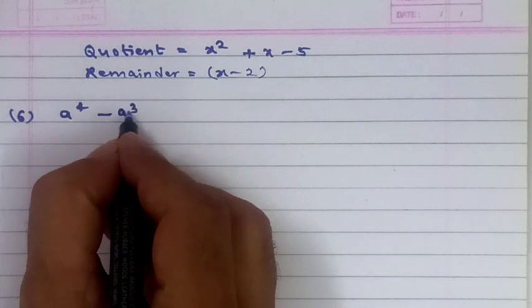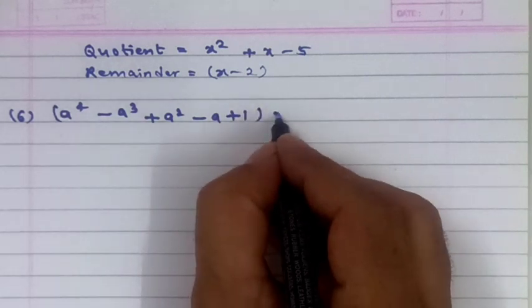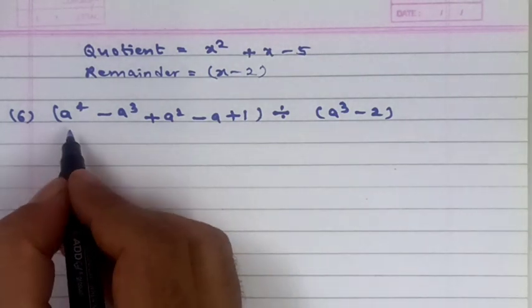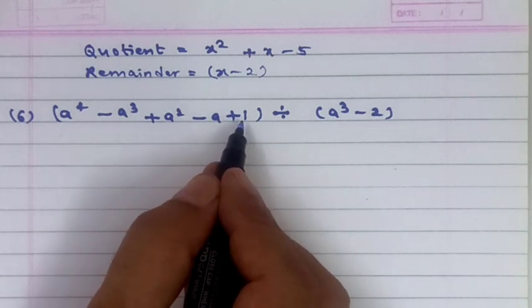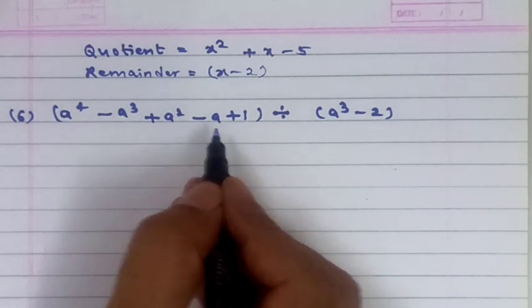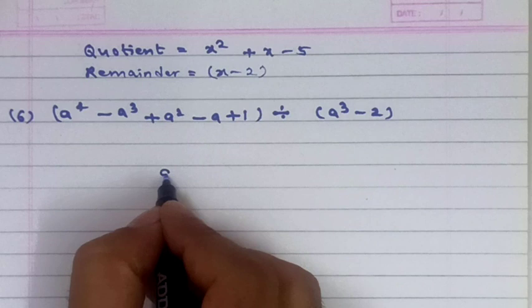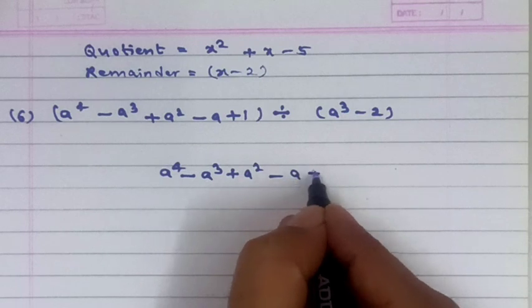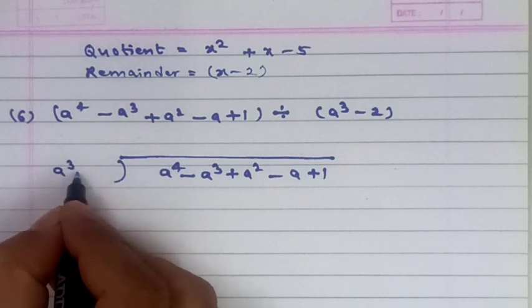Sixth question, a raised 4 minus a raised cube plus a square minus a plus 1 divided by a cube minus 2. Here look at the indices 4, 3, 2, 1 and 0. So it is in descending order. So I'll write as it is inside because it is dividend. So a raised 4 minus a cube plus a square minus a plus 1 divided by your divisor a cube minus 2.